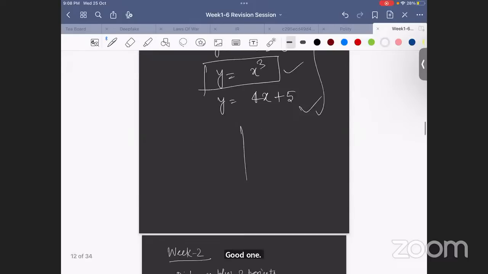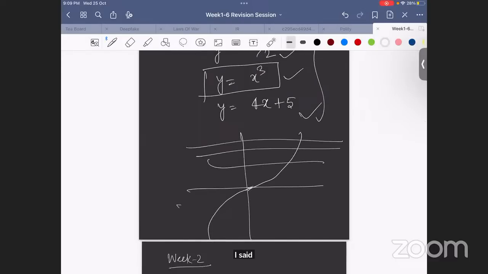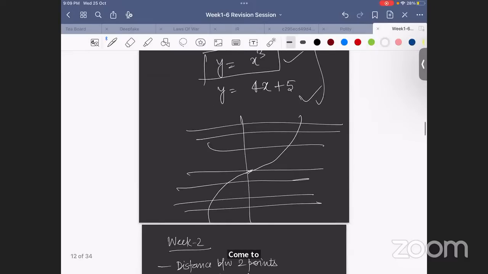Third one, how can you plot this? How do we plot x cube? Something like this, right? Yes, sir. Is this passing your horizontal line test? Yes, sir.